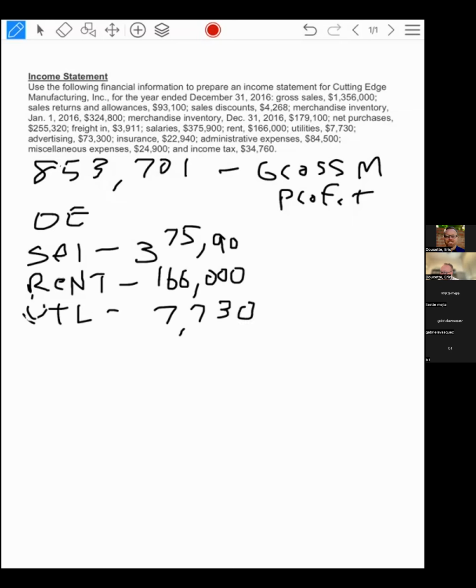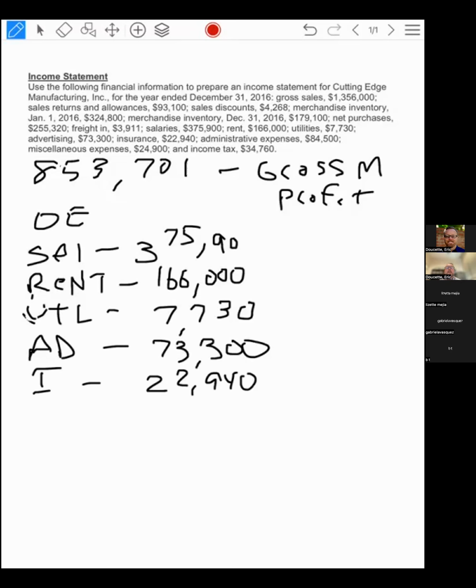Advertising comes out to 73,300. Insurance comes out to 222,940. And then administrative expenses, so add administrative expenses, AE, 84,500. And then miscellaneous expenses, ME comes out to 24,900.